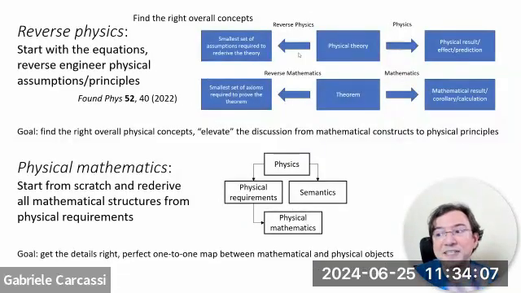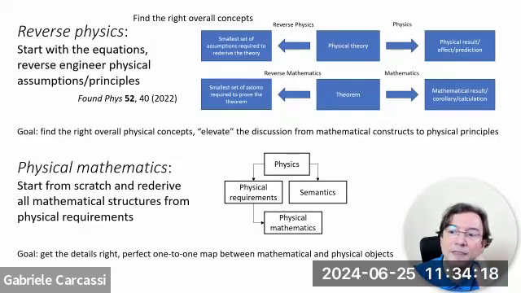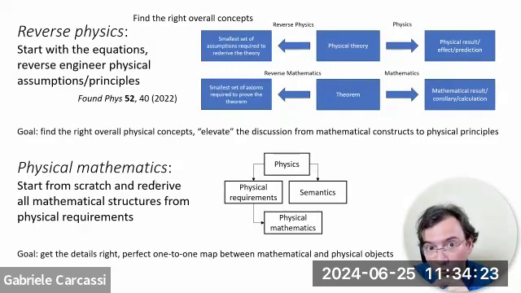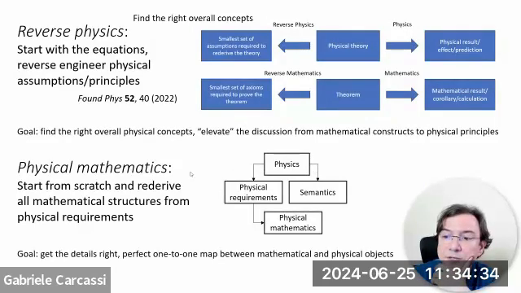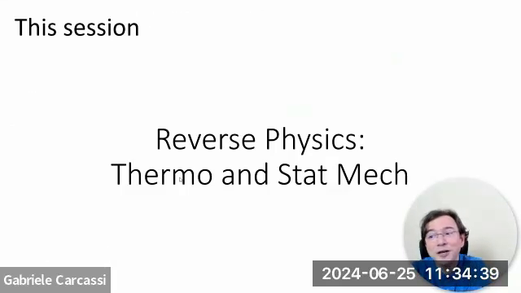We have two approaches. One is called reverse physics. We start with the physical laws that we already have and try to tease out the smallest set of assumptions that are inside the theory and are enough to fully describe it. And then we have another approach called physical mathematics that starts from scratch and lays out all the axioms and all the definitions with a physical justification, such that the mathematics that we get, we are sure it's there to capture, and only capture, physical qualities of the system. So this is the general spiel in 4 minutes. And for this session, we're going to talk about the reverse physics approach for thermodynamics and statistical mechanics.